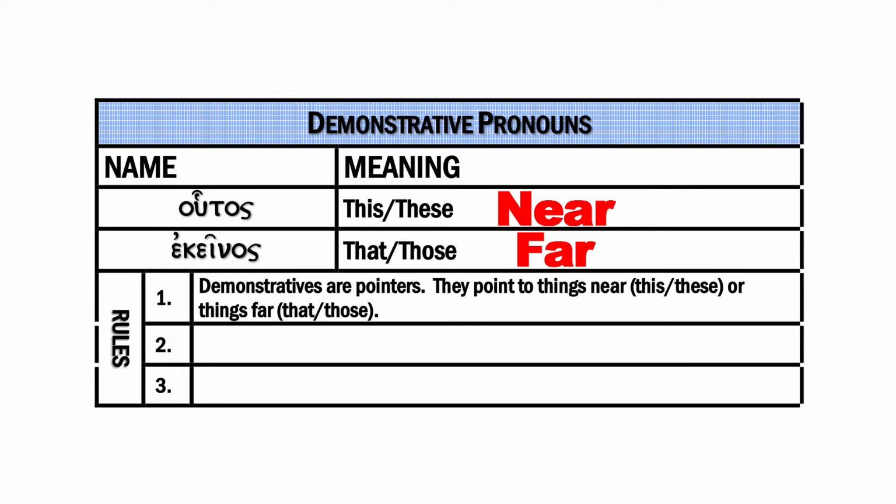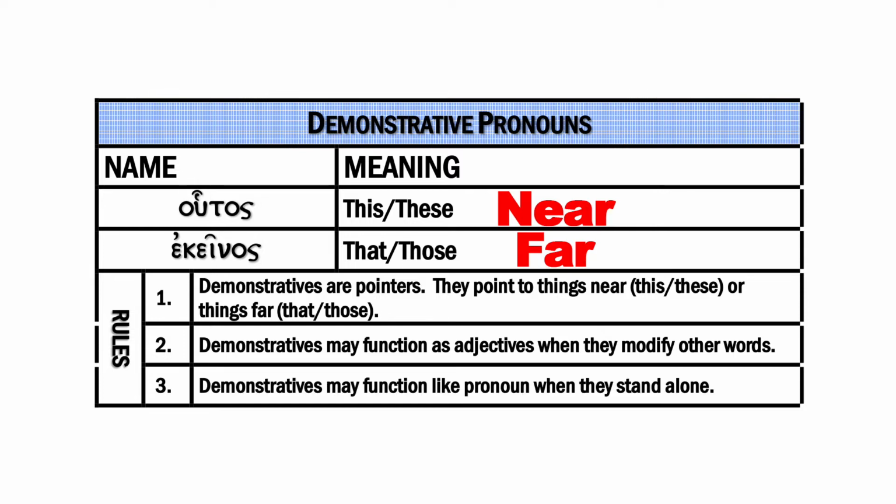So in the Greek, you can see that a clear distinction is made for objects that are near and objects that are far. Rule number 2. Demonstratives may function as adjectives when they modify other words. Rule number 3. Demonstratives may function like pronouns when they stand alone.